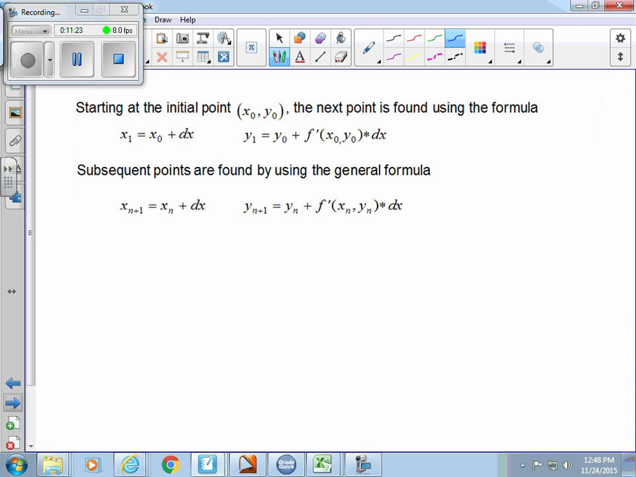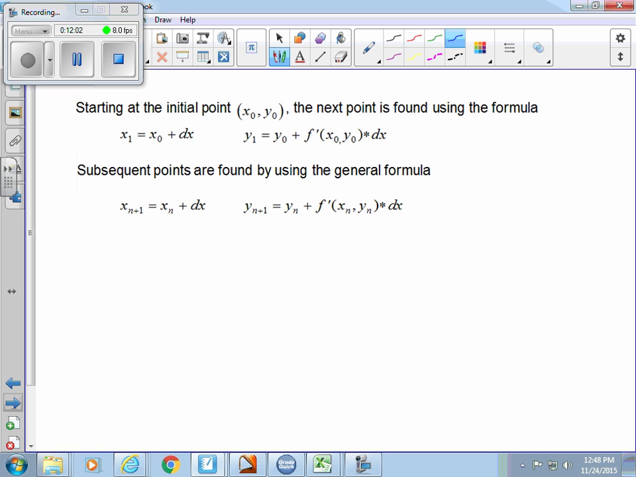Okay, starting at the initial point, the next point is found using this formula. It looks kind of scary. X is the first x plus delta x, or dx, the change in x. The y is the first y plus the derivative at x, y times the delta x. It's a fancy way to rewrite finding the next point using a tangent line.